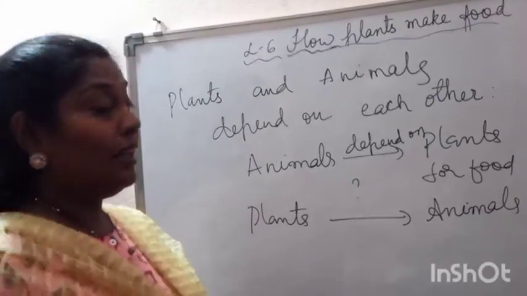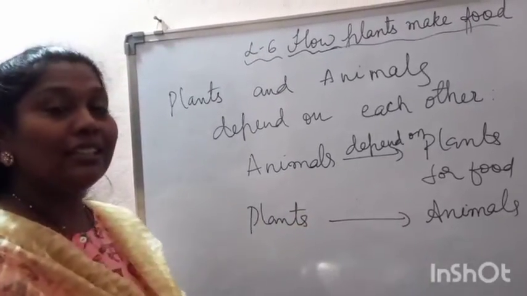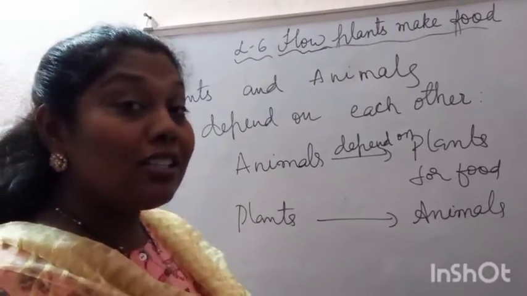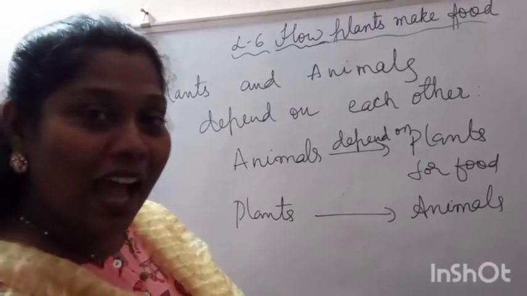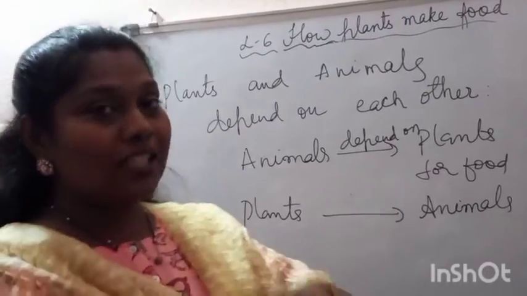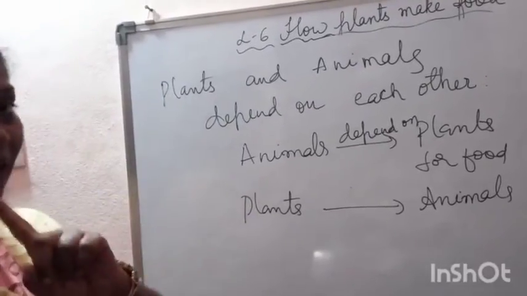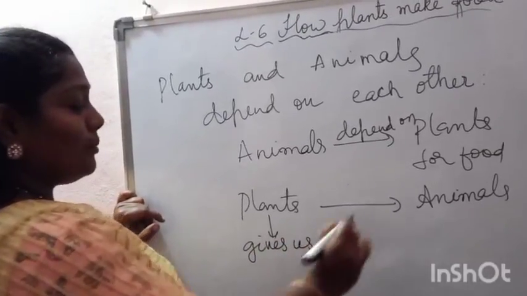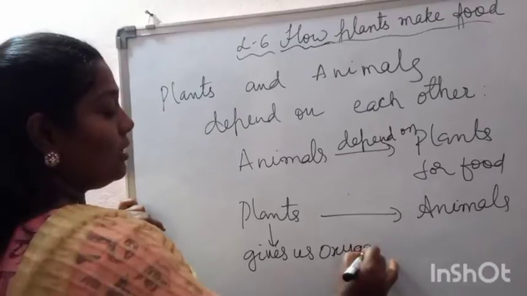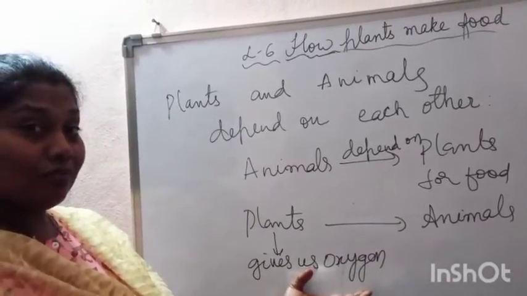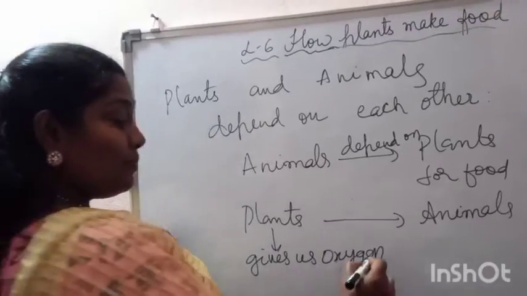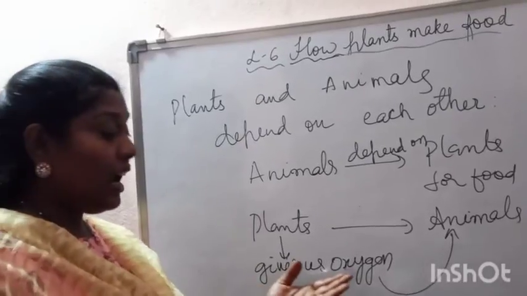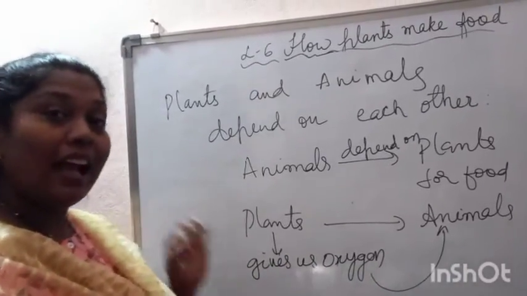How will they depend? Children, in the process of photosynthesis, carbon dioxide is taken by the plants and they give us oxygen. Plants give us oxygen. Who is taking this oxygen? Animals. Yes. So plants give us oxygen and this oxygen is taken by the animals.